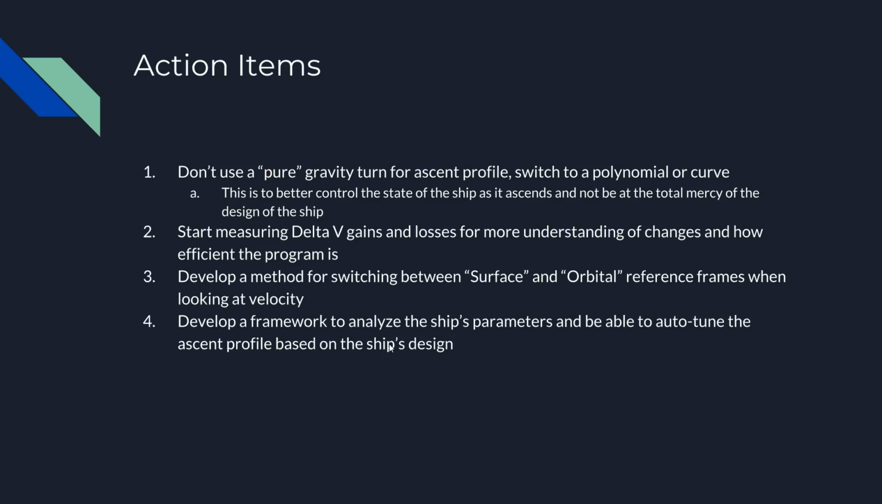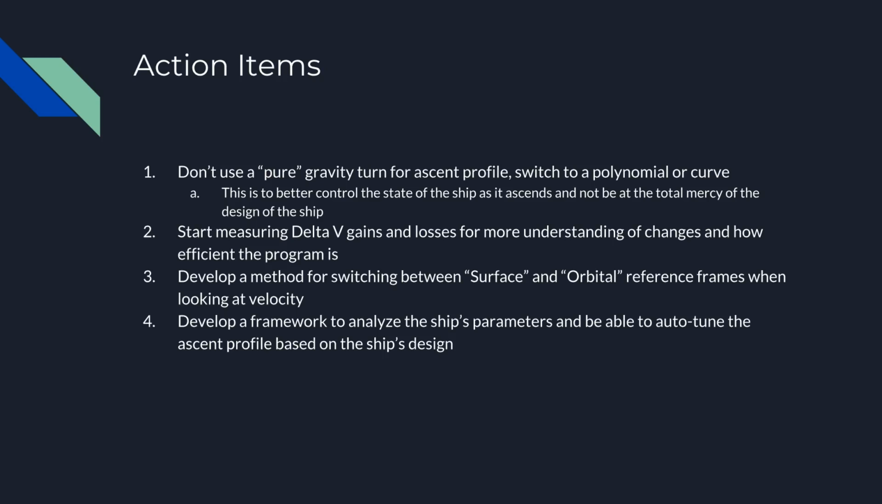We're going to be developing a method for when we can decide to switch between looking at the surface velocity and switching to orbital, right? Because if we're at 60 kilometers in the atmosphere, we don't really care about the air anymore. It's way too thin. So we could just start looking at the orbital frame, but we need to develop a method of when to do that.